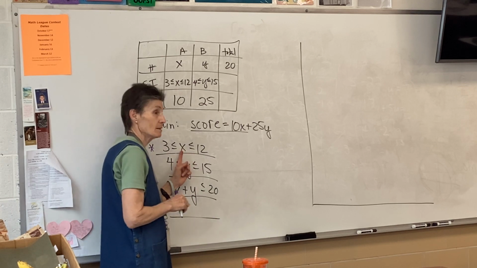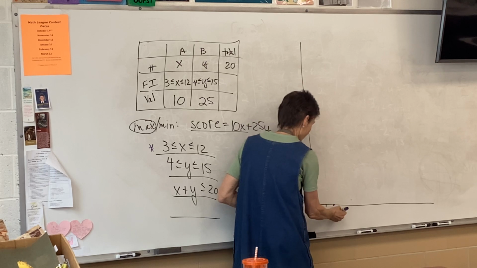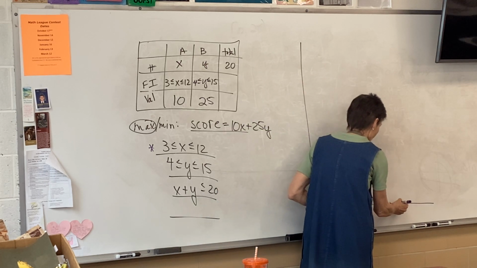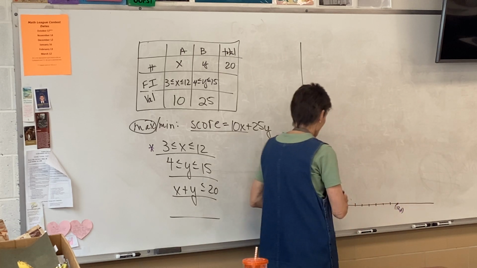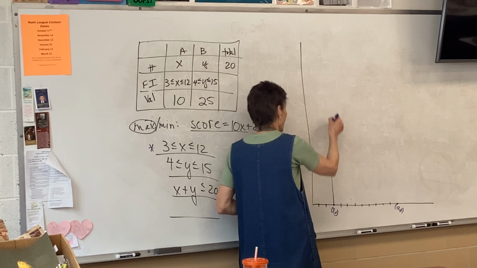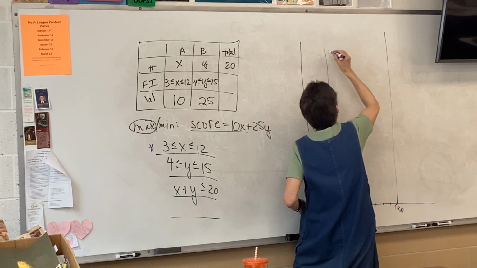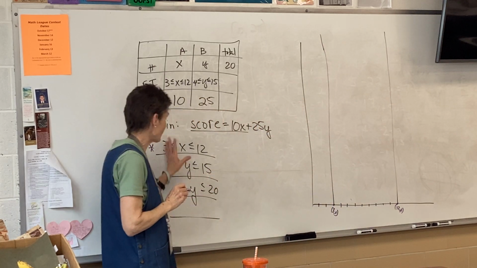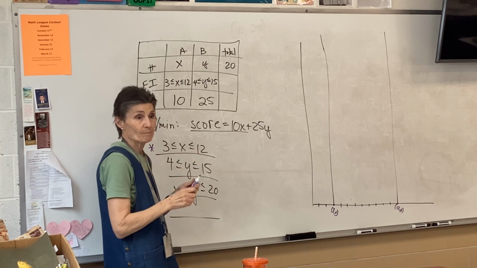This is x, so I'm going to count over 3. 1, 2, 3, 4, 5, 6, 7, 8, 9, 10, 11, 12. And then I'll draw vertical lines up from those points. And where will I shade? Remember, these are always shaded in between them.